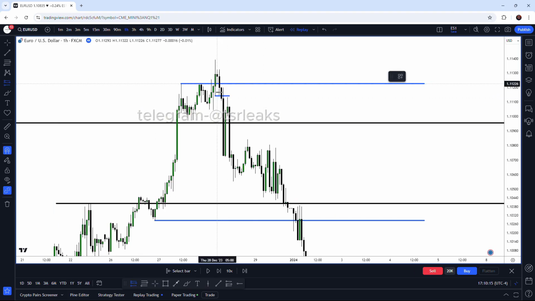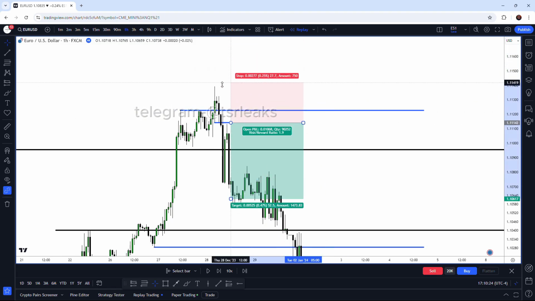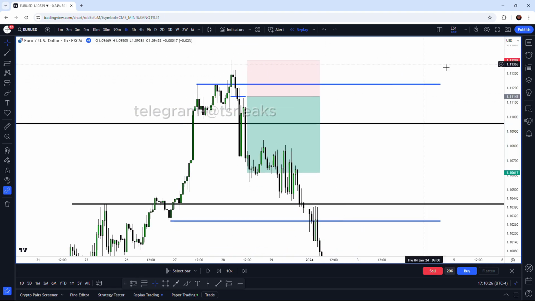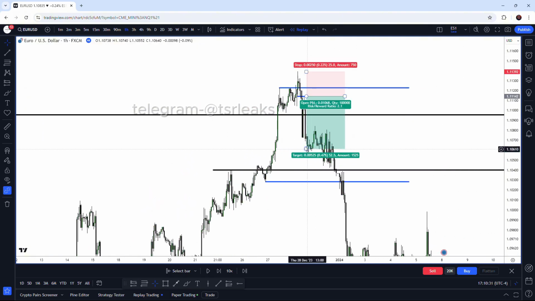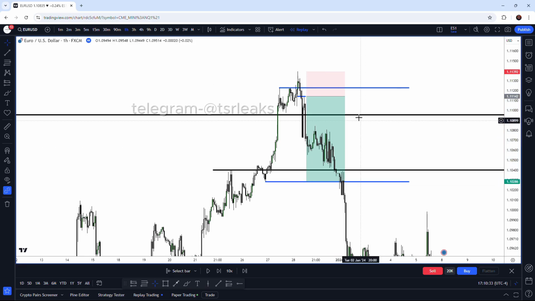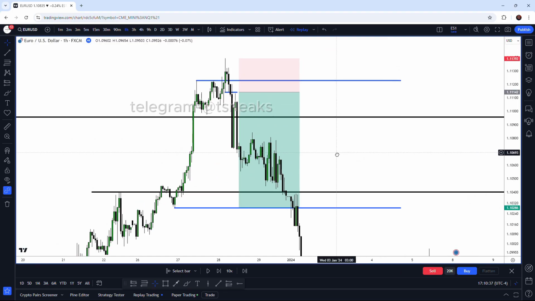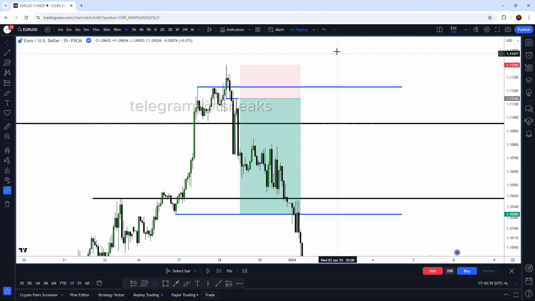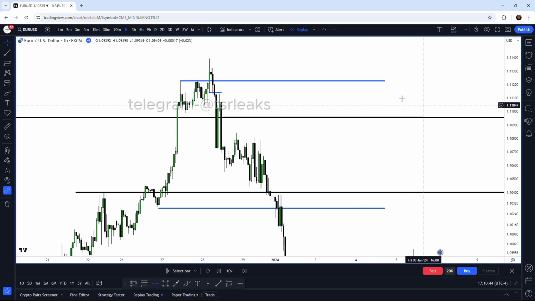Where are you targeting? You are targeting, sorry about that. You are targeting not the weekly CRT low, as I said, that is not in play. You are targeting the daily CRT low right here with a 3.42 R to R trade. Now, can you refine this entry even more? Yes, you can. I am not going to do that. This is a swing trading video. Okay.